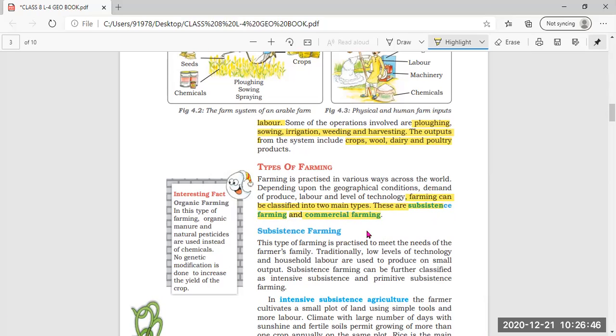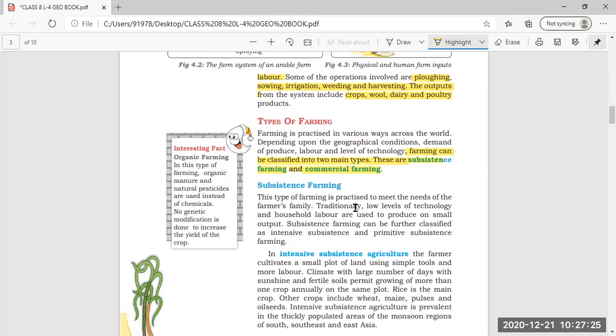Now, this subsistence farming and commercial farming, these two types of farming is categorized on the basis of geographical condition, whatever conditions are there on that particular area, and what is the demand of that produce, whatever we are producing in that particular field, what is the demand, how much it is in demand, and what type of labor is there, and the level of technology which is used on that particular production. So all these are the things on which subsistence farming and commercial farming depend.